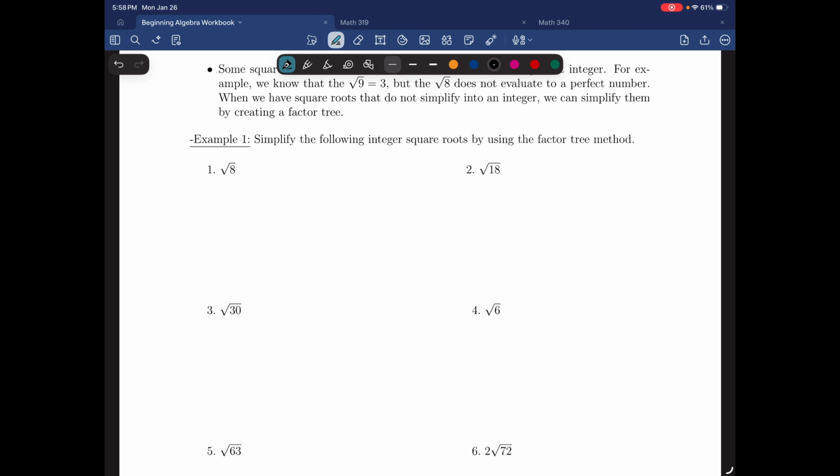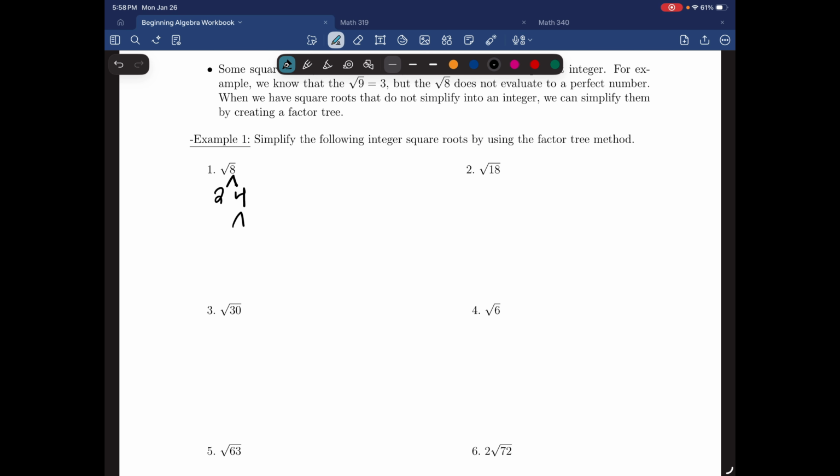So in essence, what we're going to do is create a tree of factors to see what we can pull out of the square root. So looking at the square root of 8, because it's even, I'm going to automatically divide 8 by 2. Whenever you're creating these factor trees, if you're rather new to this method, whatever you divide the number by goes to the left, and whatever you get as your answer goes to the right. So 8 divided by 2 is 4.